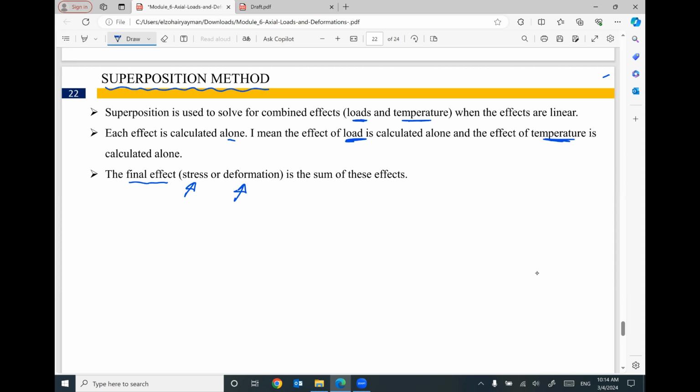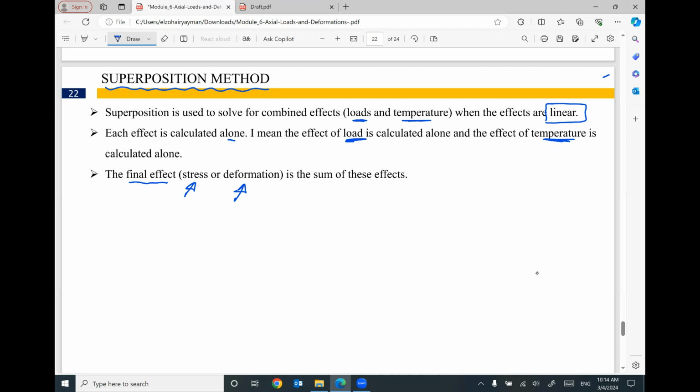This method will be valid if we are still in the linear stage. If we go forward to the nonlinear or plastic stage or plastic behavior, the superposition method will not work. But this is outside the scope of this course.